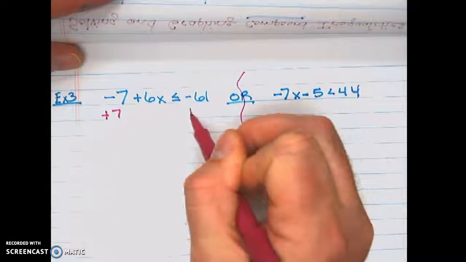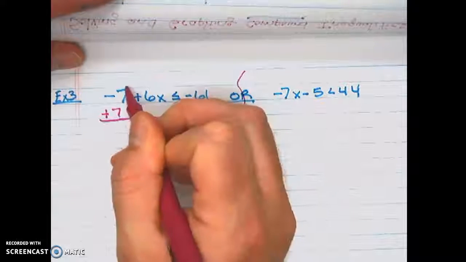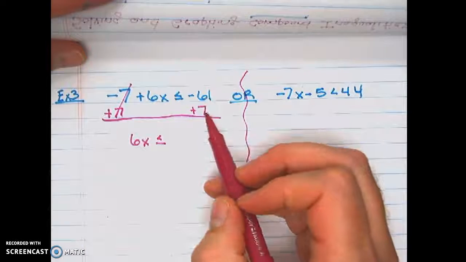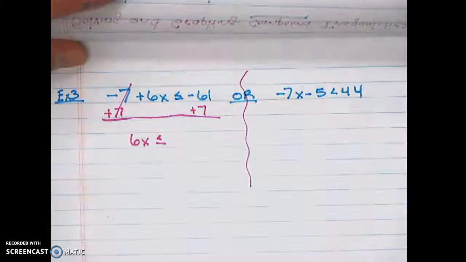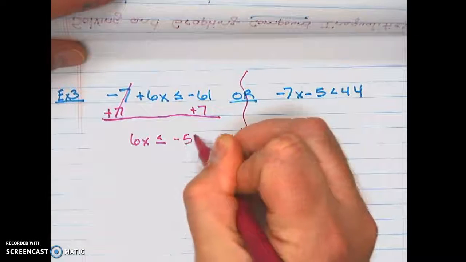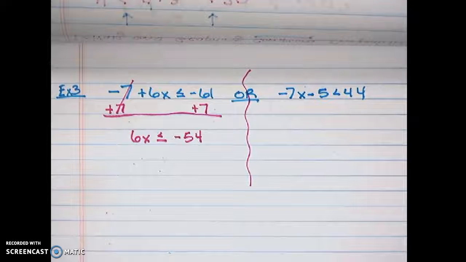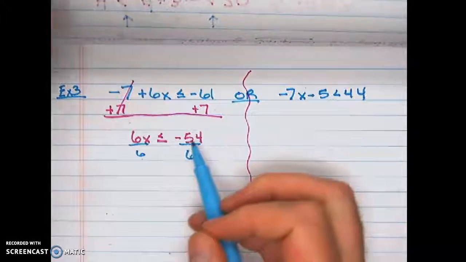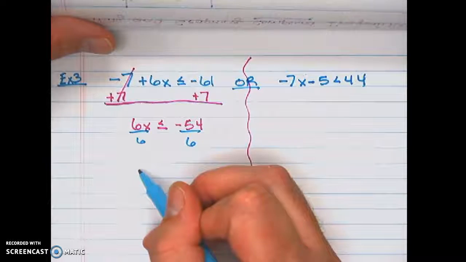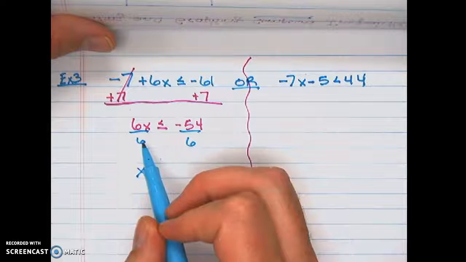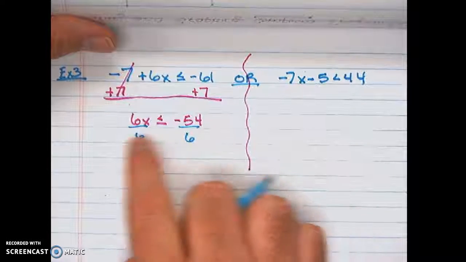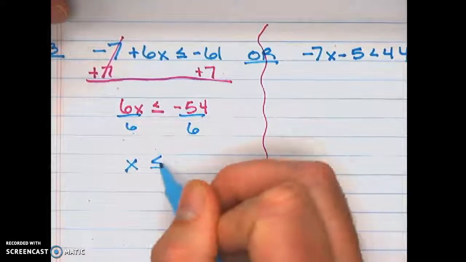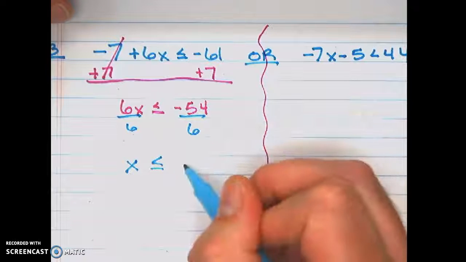To get rid of a -7, you add 7. When I add 7 to a -61, that gives me a -54. Now this is where students will get confused. I'm dividing by 6, but I'm dividing -54 by 6. When I divide -54 by 6, do I switch the signs? No, because I'm dividing by a positive. It's what you're dividing by that makes you change the sign. And so because I'm not switching the sign, it stays less than or equal. -54 divided by 6 is -9.